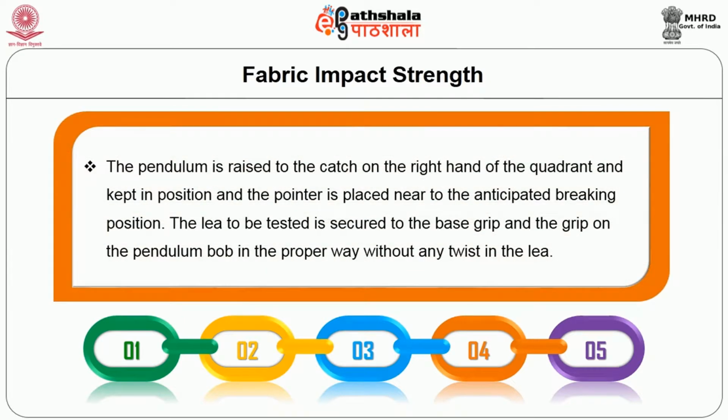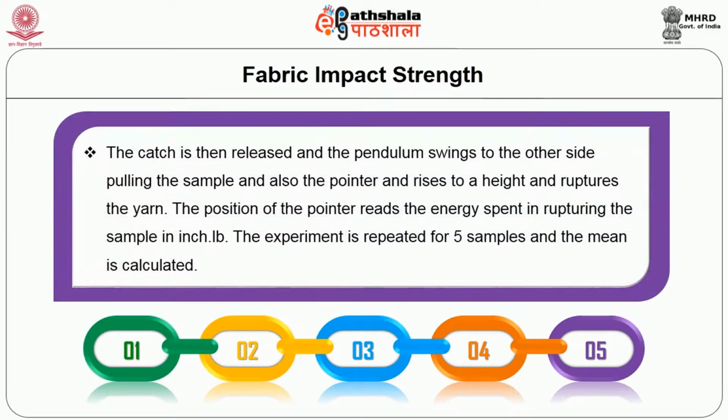The pendulum is raised to the catch on the right hand of the quadrant and kept in position, and the pointer is placed near the anticipated breaking position. The fabric to be tested is secured to the base grip and the grip on the pendulum bob in the proper way without any twist in the fabric. The catch is then released and the pendulum swings to the other side, pulling the sample, and the pointer rises to a height and ruptures the woven fabric. The position of the pointer reads the energy spent in rupturing the sample in inch-pounds. The total experiment can be repeated for the woven fabric samples for a quantity of 5, and the mean is calculated.